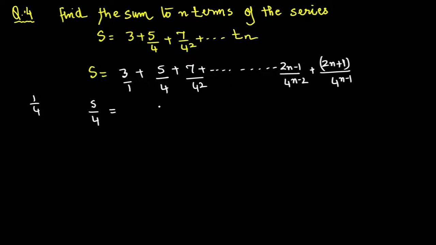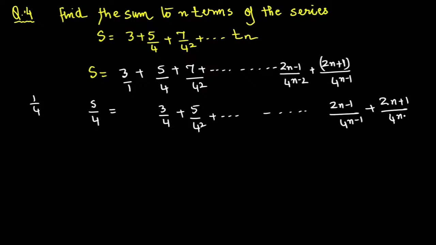But the right side again gets shifted. I am writing 5 by 4 into 1 by 4, it becomes 5 by 4 square, and it keeps on coming here. 2n minus 1 when it multiplies with 1 by 4 gives 4 to the power n minus 1, it gets shifted. 2n plus 1 upon 4 to the power n plus 1.